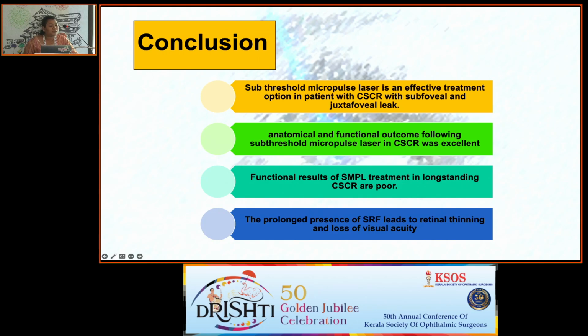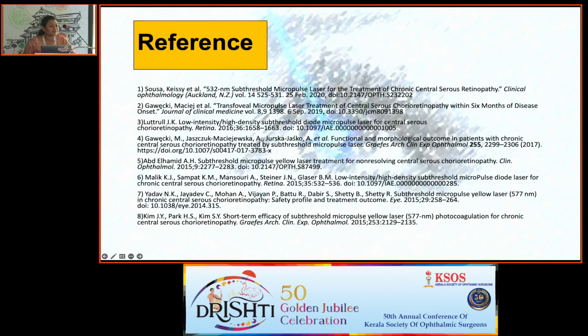Conclusion: subthreshold micropulse laser is an effective treatment option for patients with CSCR with subfoveal and juxtafoveal leak. Anatomical and functional outcome following subthreshold micropulse laser in CSCR was excellent, and the functional result of subthreshold micropulse laser treatment in long-standing CSCR is poor. The prolonged presence of SRF leads to retinal thinning and loss of visual acuity. These are my references. Thank you.